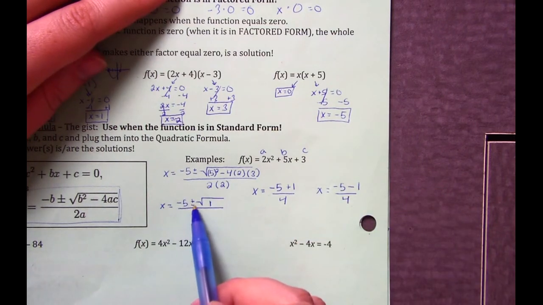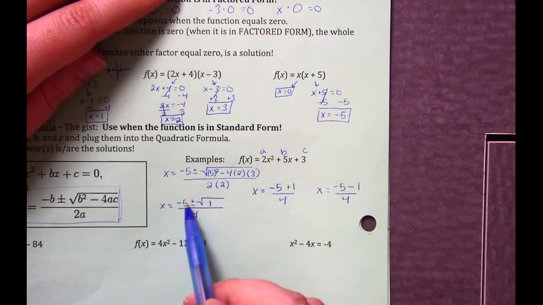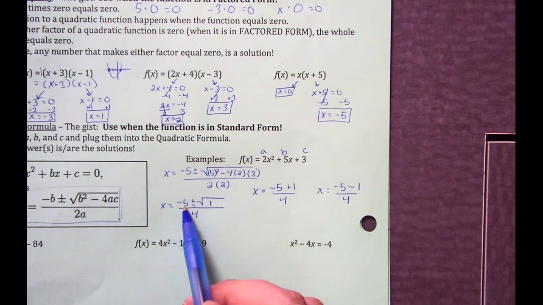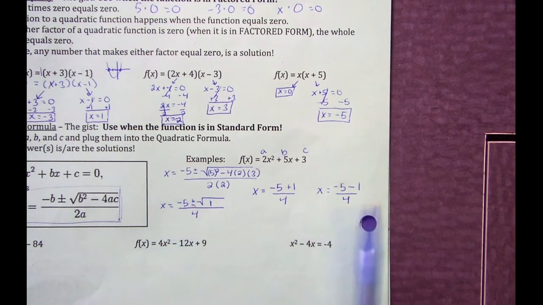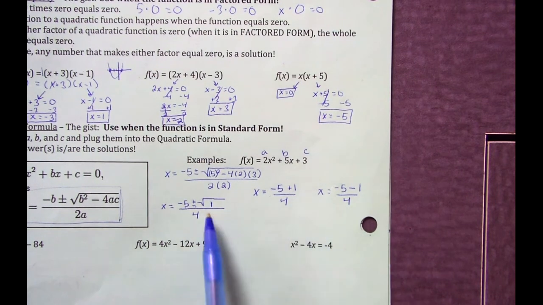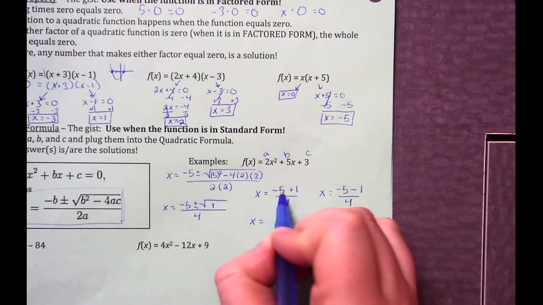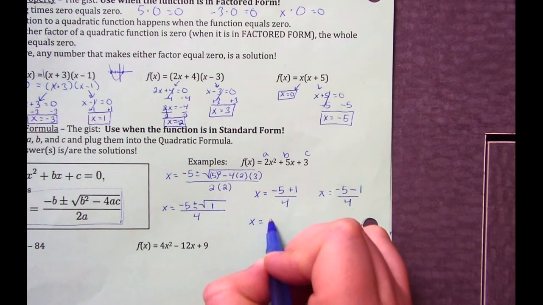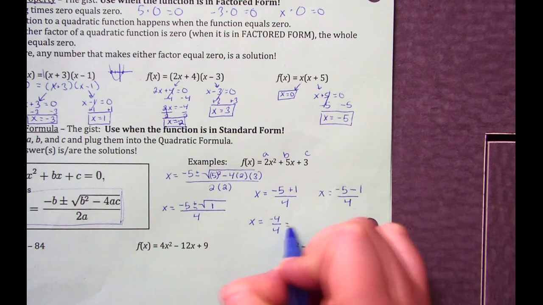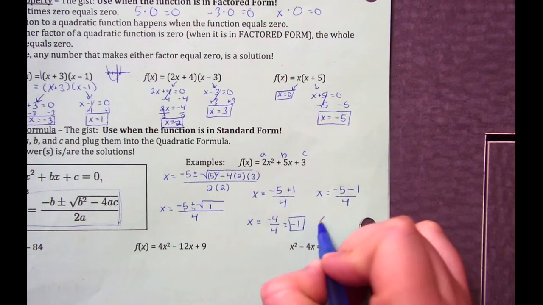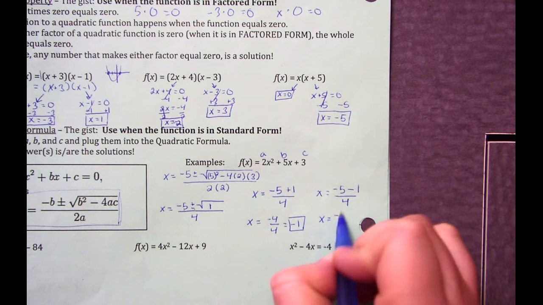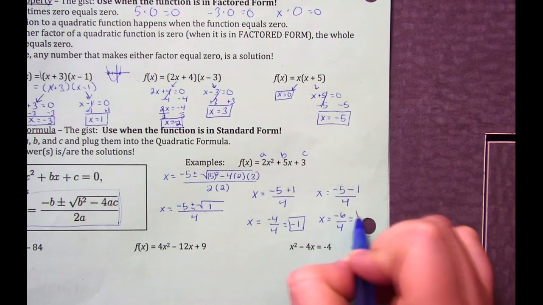Because remember how we said this is really two equations, because one of them is opposite of b, or I guess here it's negative 5. So one of them would be negative 5 plus this, and one of them is negative 5 minus this. Well, there's my two equations, plus and minus. So I just chose to separate them at this point. So to simplify then, negative 5 plus 1 is negative 4 over 4, which equals negative 1. So that's one of my solutions. And my other one is going to be negative 5 minus 1 is negative 6 over 4, which is negative 1.5. So that's my other solution.